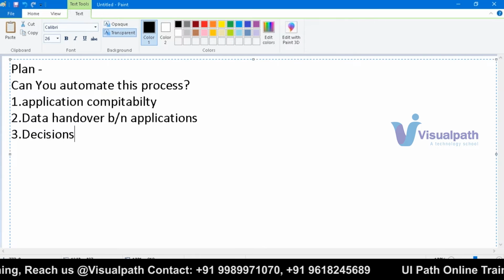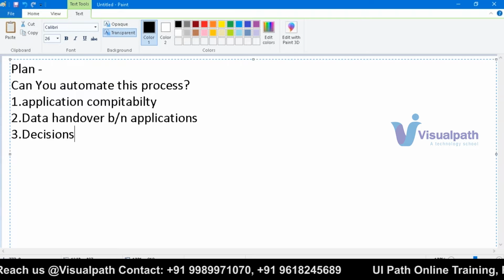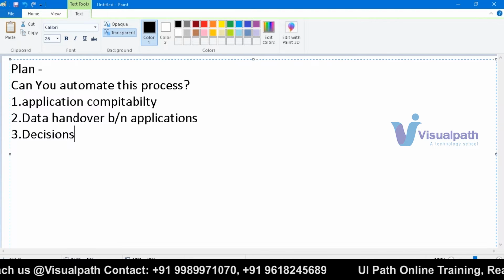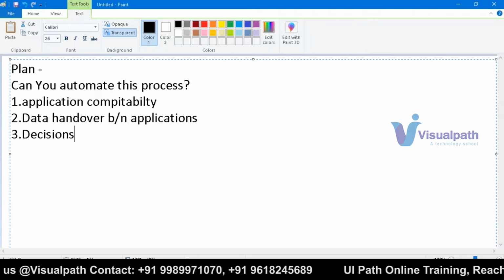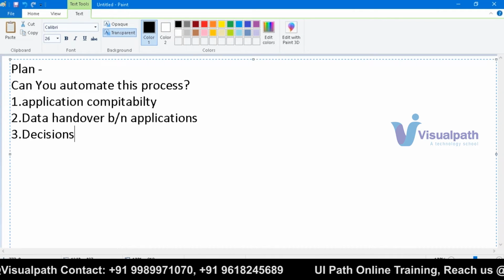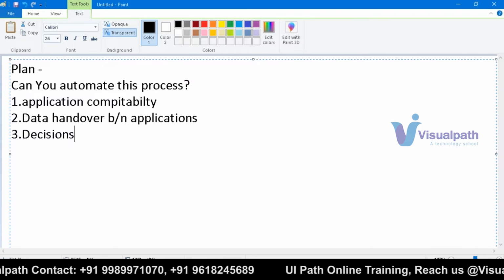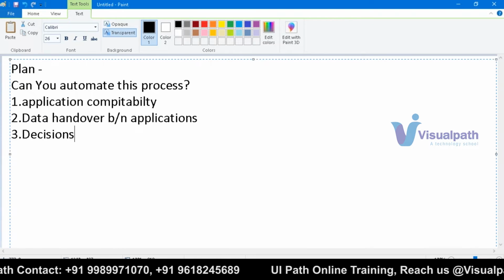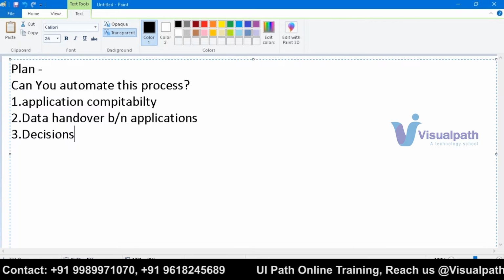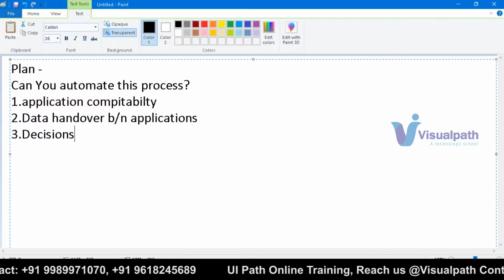So what do we mean by application compatibility? It is about the underlying applications of that process, and whether those applications can actually be interacted with by UiPath or not. If you remember, I said UiPath can automate Windows-based applications and web-based applications. It can automate email, Excel, and PDF. It can automate browsers like Internet Explorer and Chrome, right? It can automate Citrix-based applications, mainframe applications, and SAP applications.